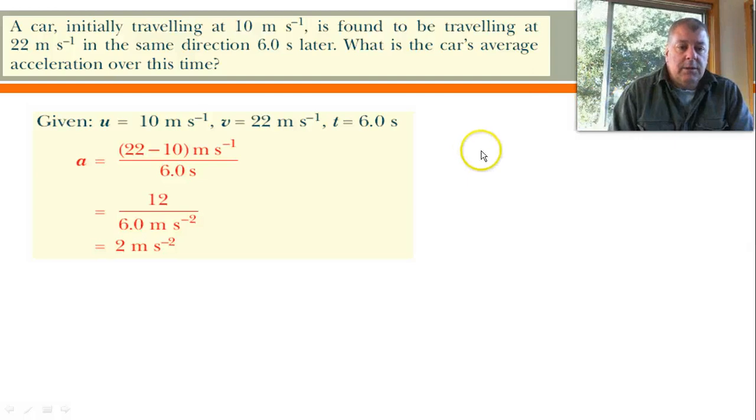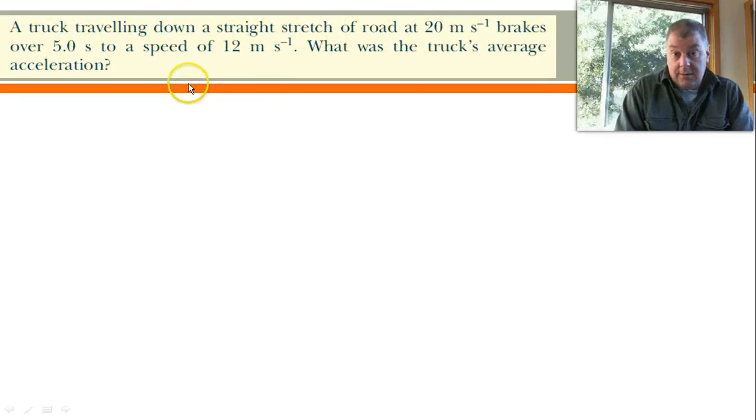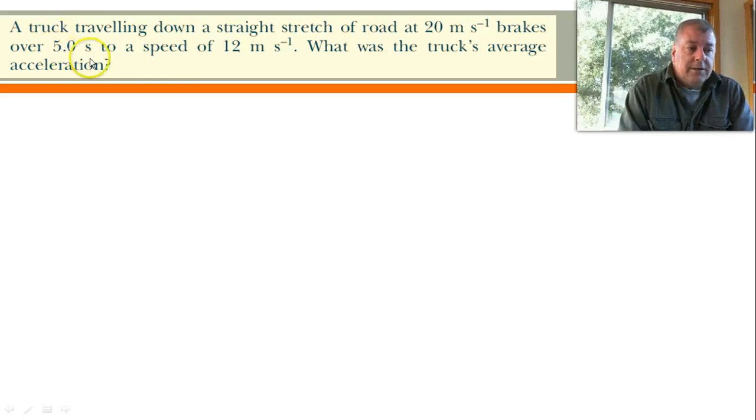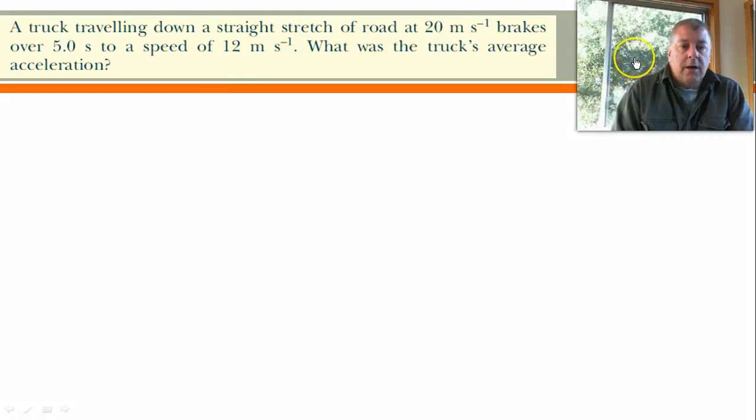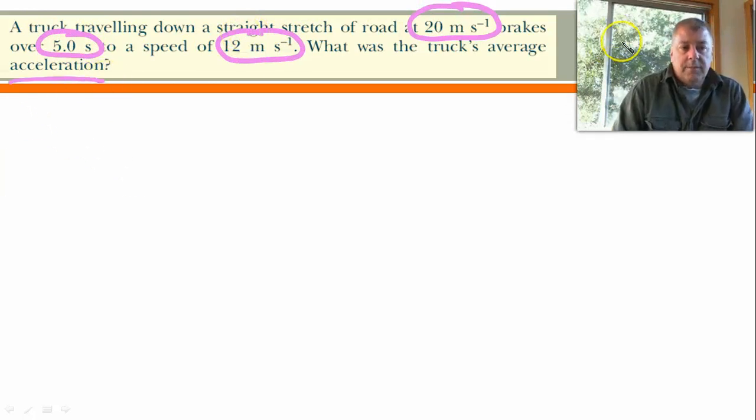Now let's do a little bit different one. In this case, a truck is travelling down a straight stretch of road at 20 meters per second. It brakes, so in this case, we're going to deal with deceleration. It takes 5 seconds to brake, and it reduces its speed to 12 meters per second. What's its average acceleration? So let's get some idea about what we're given. We're given those three things, and we've got to find this.